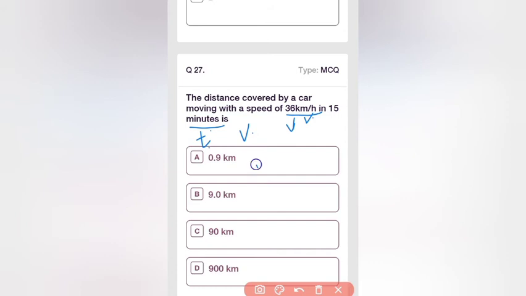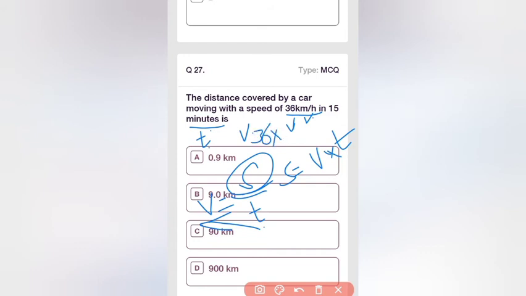Because we have to find the distance. How will you find the distance? When we multiply speed and time. So S is equal to V into T, speed into time. So we need to convert this speed to meter per second. So 36 into 1000 divided by 3600. So it's going to be 10. Okay, so 10 meter per second.